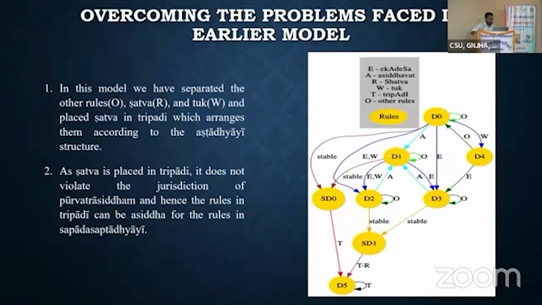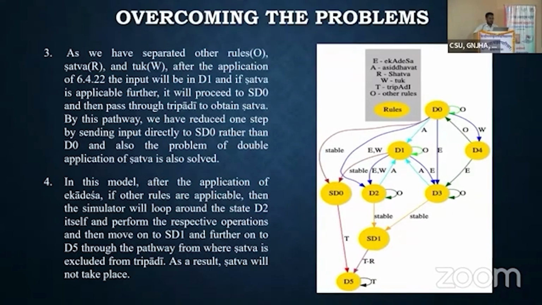So the earlier model was there, and now how have we resolved the problems in the earlier model? In this model, we have separated other rules, Shatva and Tuk, and placed Shatva in Tripadi, which arranges them according to the Astadhyayi structure. Second, as Shatva is placed in Tripadi, it does not violate the jurisdiction of Purvatra Siddham, and hence the rules in Tripadi can be asiddha for the rules in the Sapada Saptadhyayi.